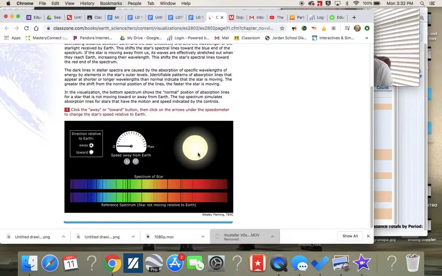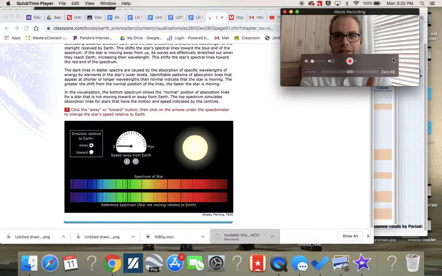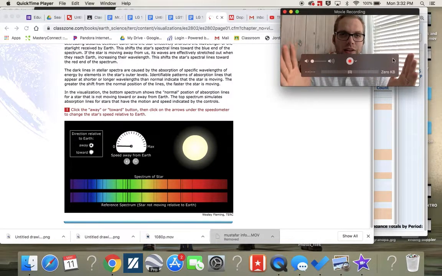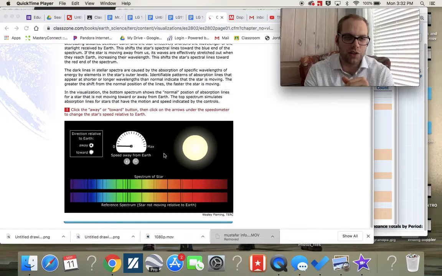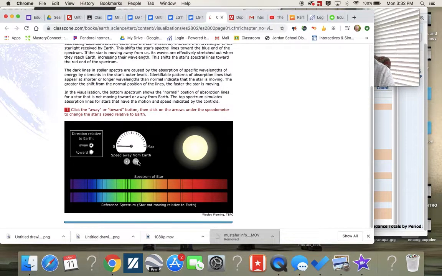But if this star starts to move in any way, what's going to happen to the wavelength? If it starts moving away, it's going to stretch the wavelengths further apart. If it starts moving towards us, then the wavelengths are going to be compressed. They're going to get closer together. So if it starts moving towards us, watch what happens to the spectrum.